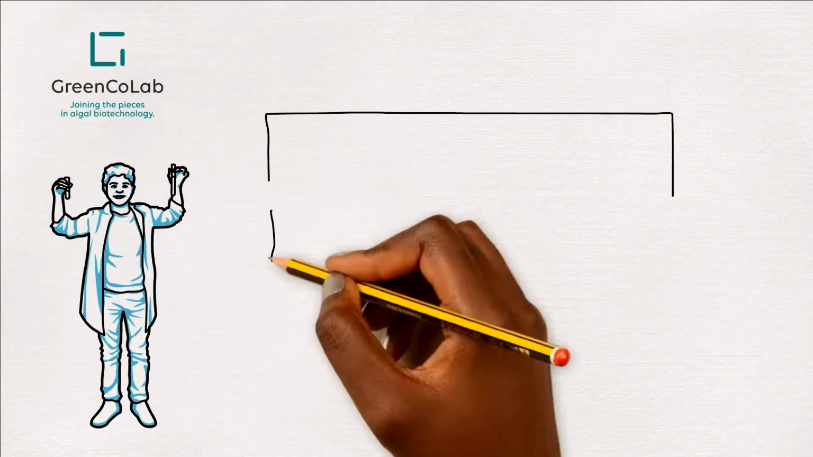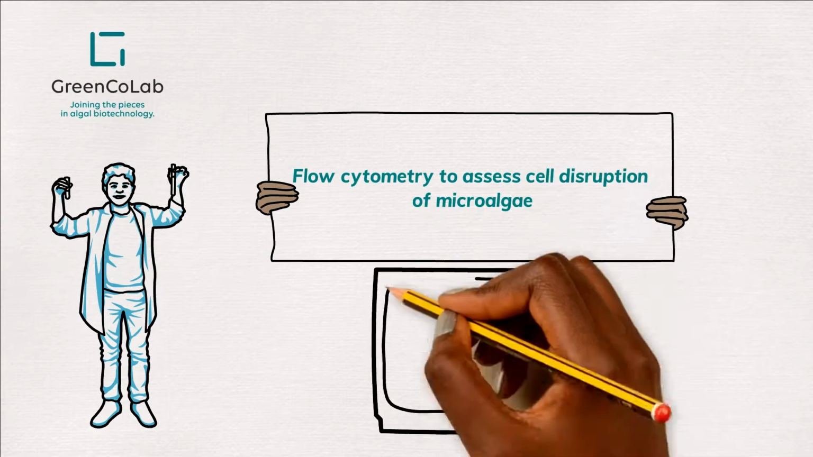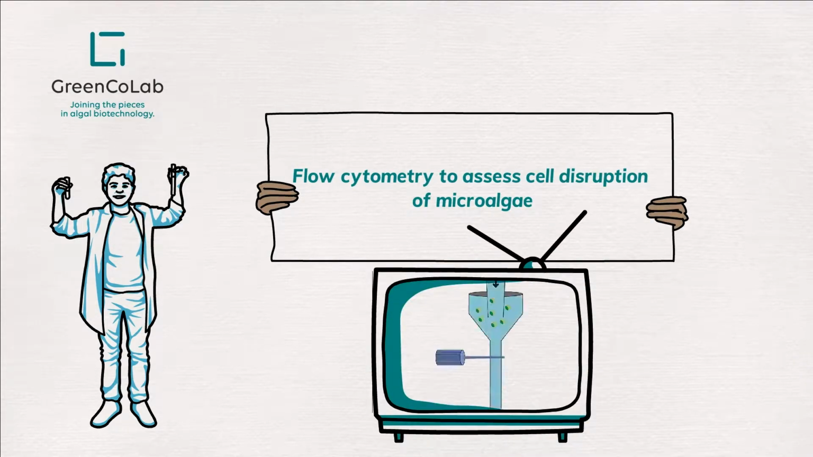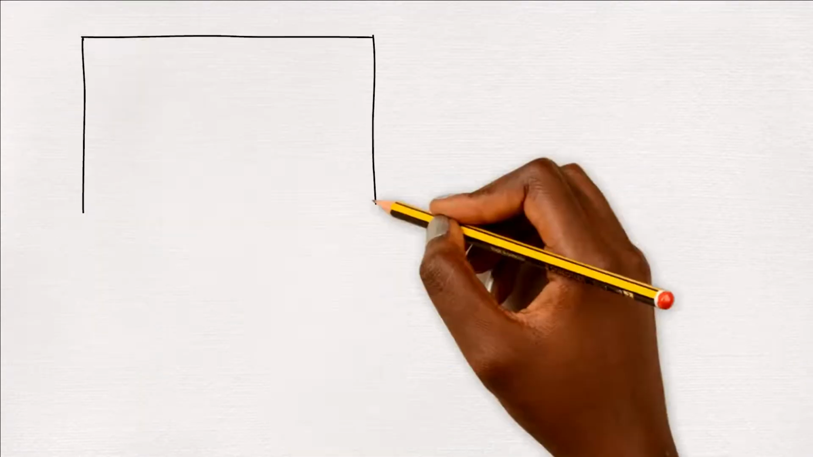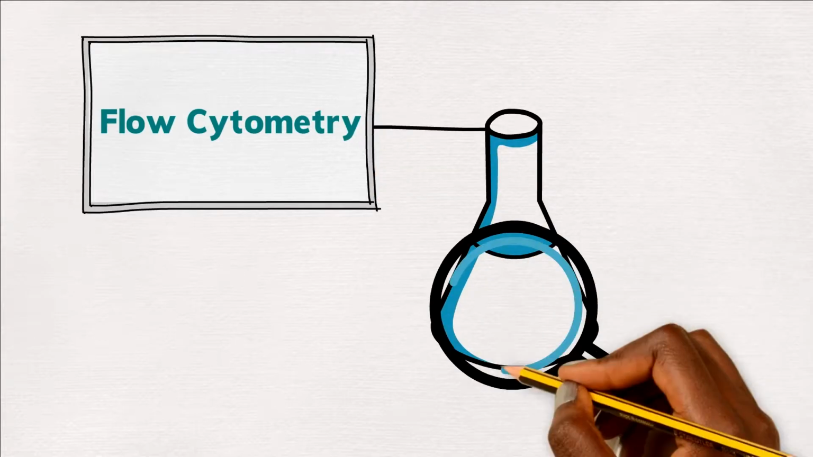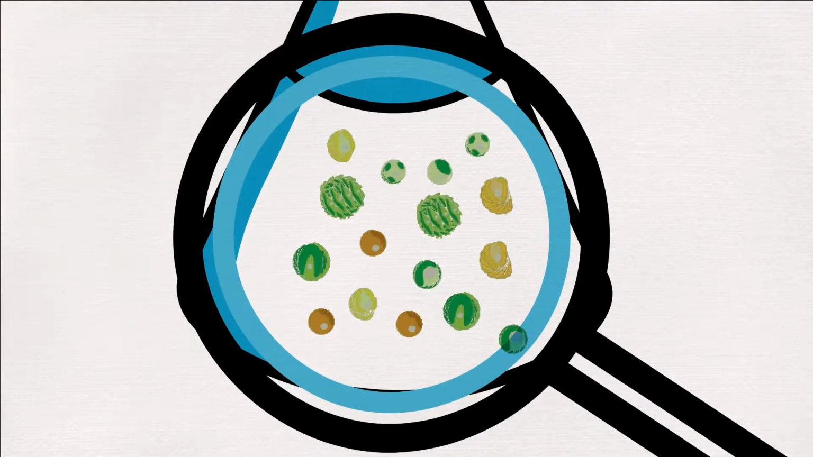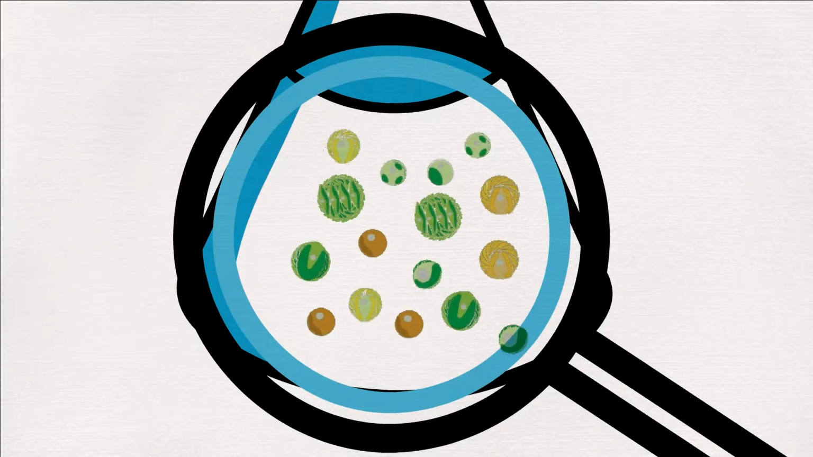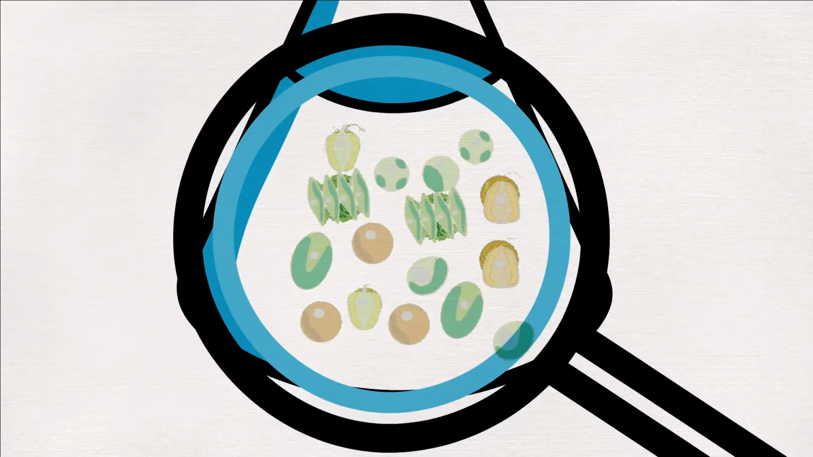Hi! In this video, we will show you a method that uses flow cytometry to assess cell disruption of microalgae. Flow cytometry is used to count and analyze the shape, size, and properties of single cells within a mixed population.